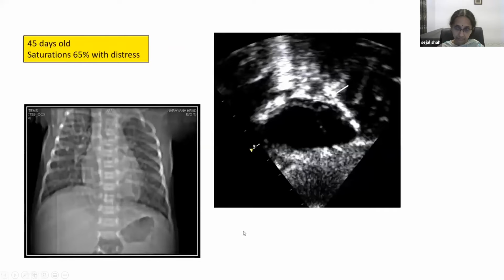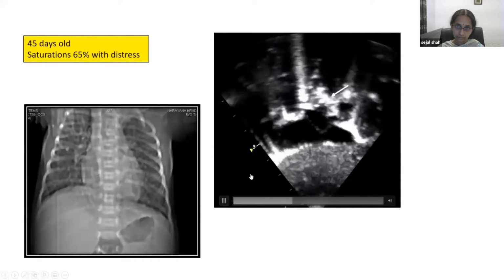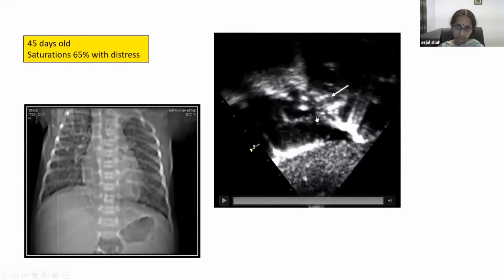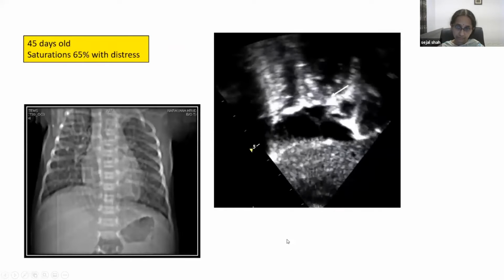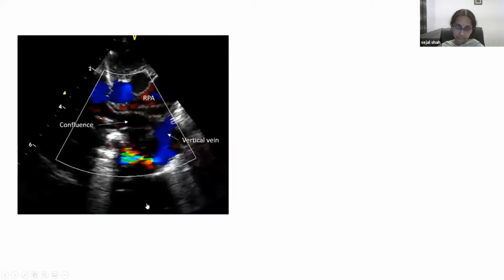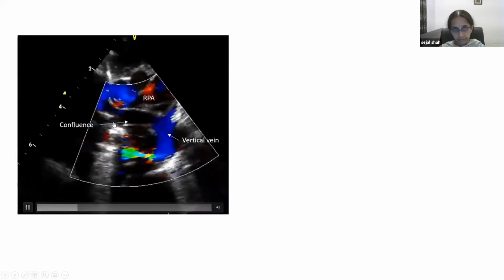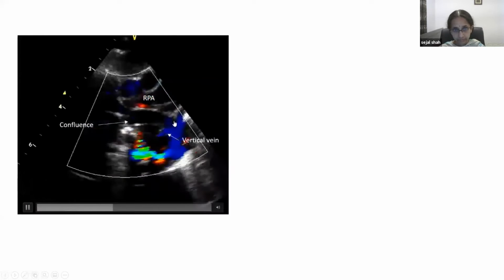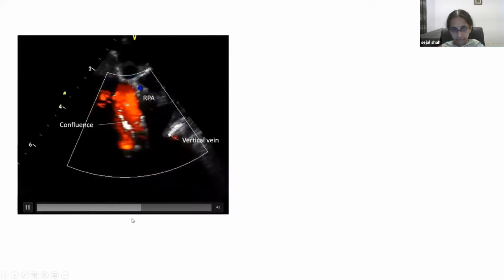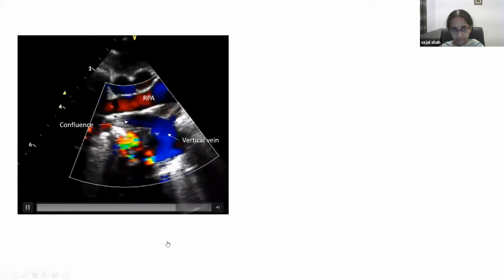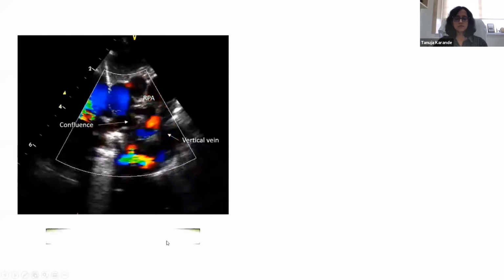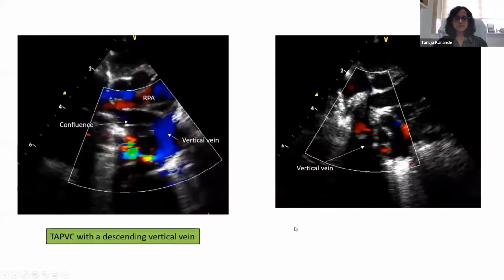This is a 45 days old baby, saturating 65%, was distressed, and the X-ray was typical: no cardiomegaly and pulmonary venous congestion. Expected to have a TAPVC, and that is what the confluence was seen behind the LA. And then where was it draining? So this confluence we can see here, the right-sided veins are entering the confluence, receiving the left-sided veins and having a descending vertical vein. The descending vertical vein means it was thought that it's an infracardiac TAPVC.